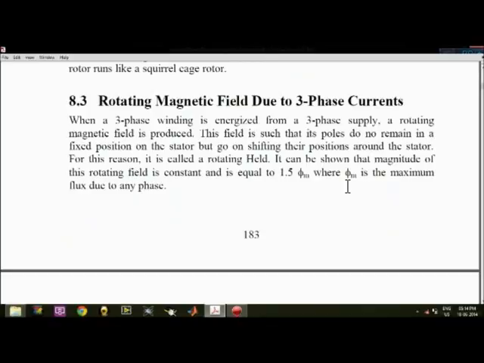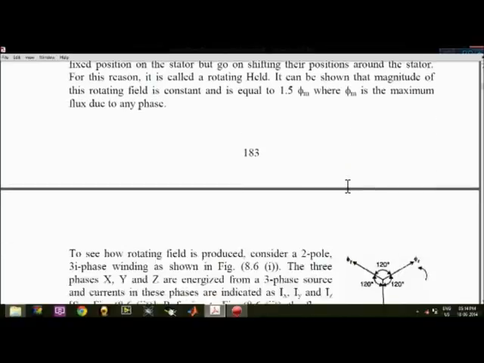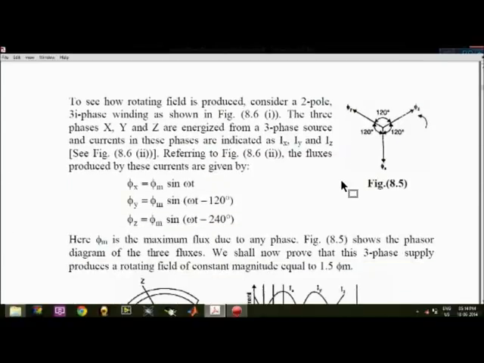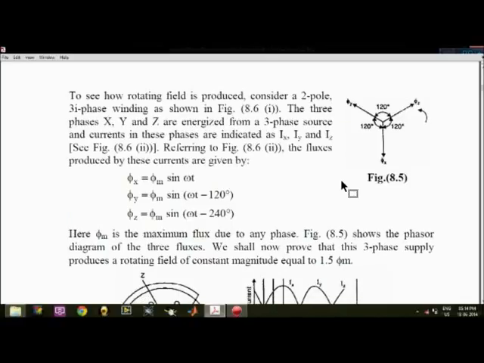Now the main principle behind it is the rotating magnetic field due to the three-phase current. When the three-phase winding is energized by three-phase supply, a rotating magnetic field is produced. This field is such that its poles do not remain in a fixed position on the stator but go on shifting their positions around the stator. They are moving with a phase difference of 120 degree each.